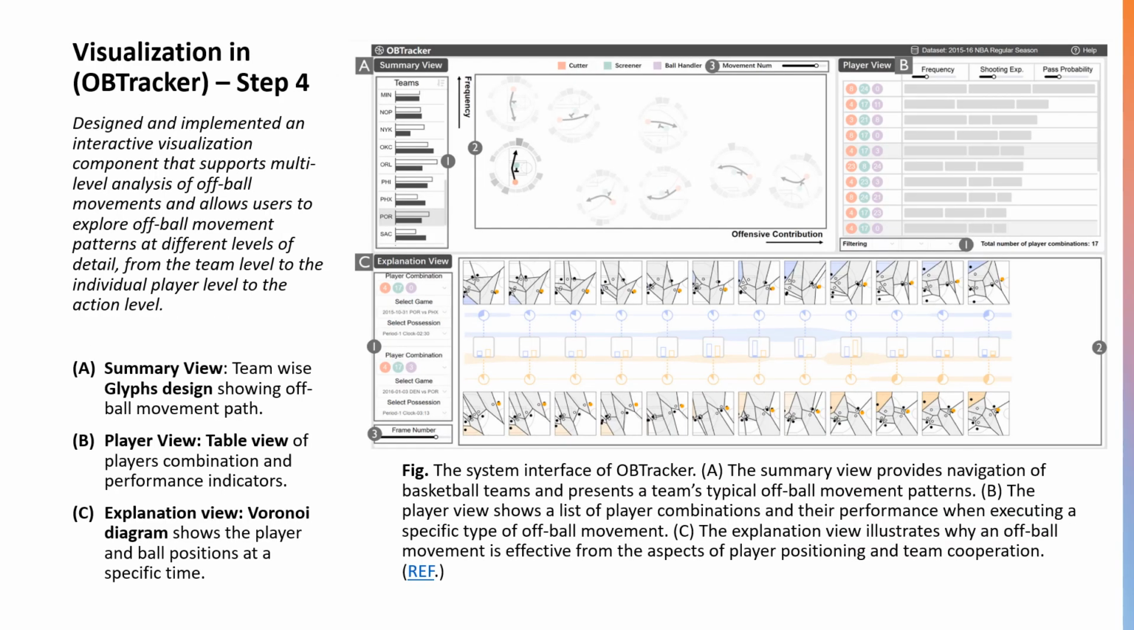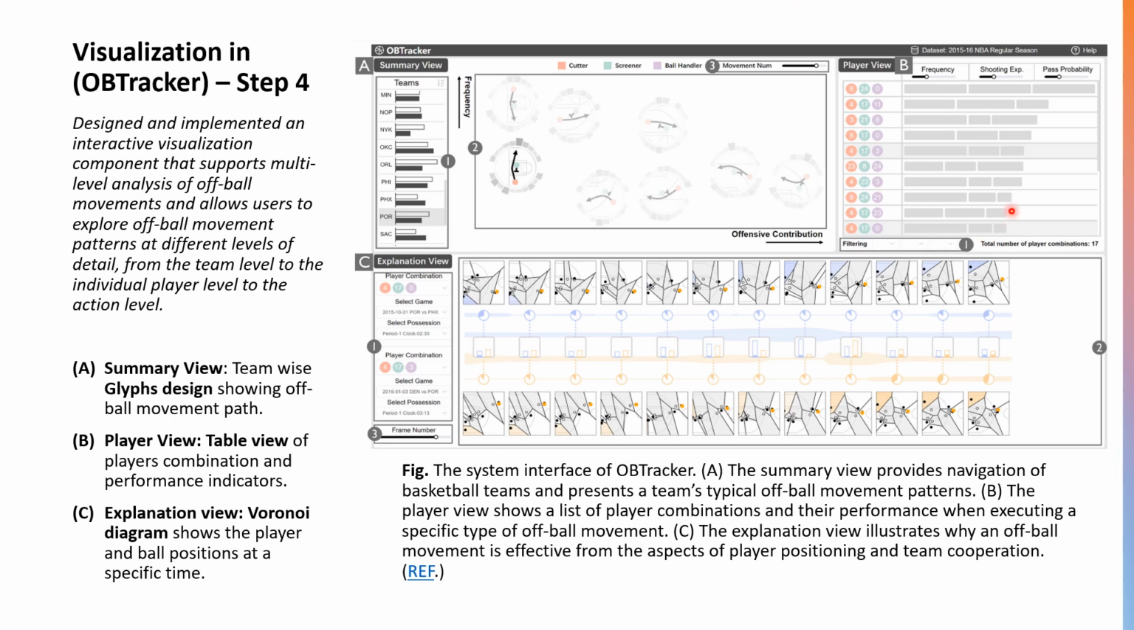This is the third and most important component of OBTracker, which is visualization. Now there are three visualization views. First is the summary view, which is basically a team-wise glyph design showing the off-ball movement paths. The summary view is a valuable tool for coaches and analysts who want to understand the off-ball movement patterns of a particular team. It basically provides a quick, easy way to identify a team's most common and effective off-ball movements.